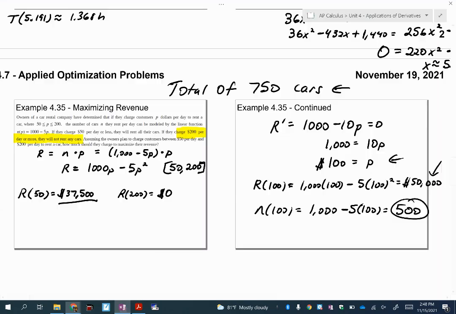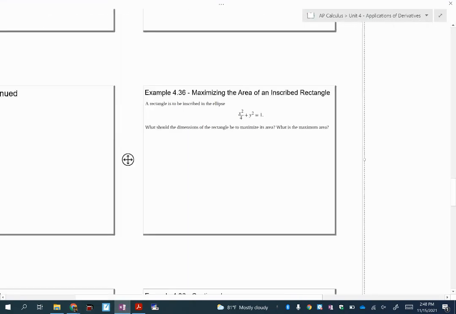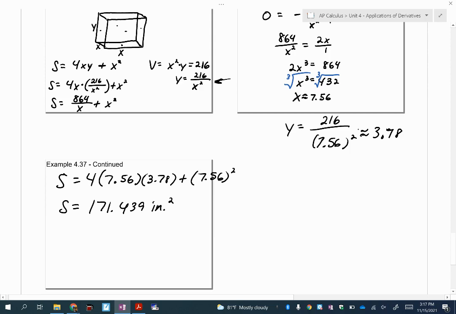All right, let's keep moving. Got two more to do. I know I got a lot going on here. Two more, and then we'll be done. Max critical points. So hopefully you see the connection between those two things.